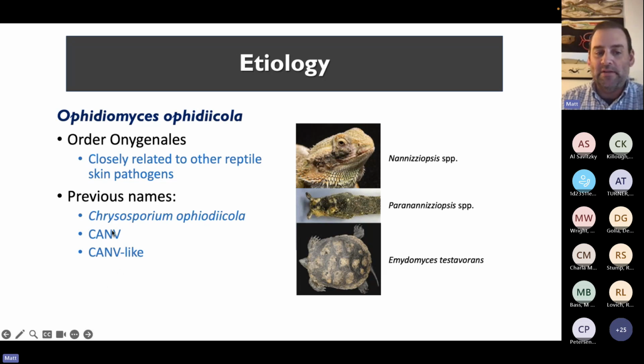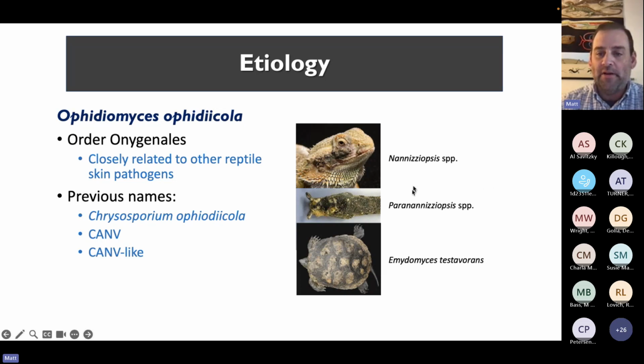So initially it was the CANV, or Chrysosporium anamorph of Nannizziopsis vriesii. That's now been split into all of these other three. Initially, ophidiomyces was called Chrysosporium ophiodiicola. And then most recently, this O was actually a typo in the initial publication, and it was always ophiodiicola. So you will see lots of different names. It's all the same thing.